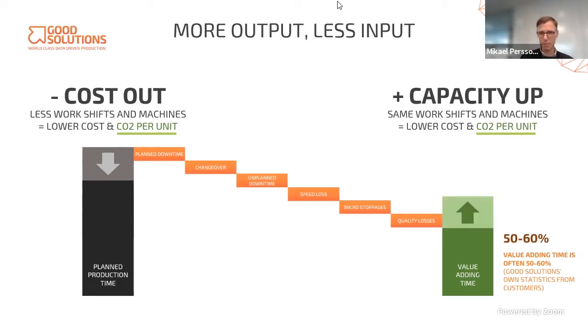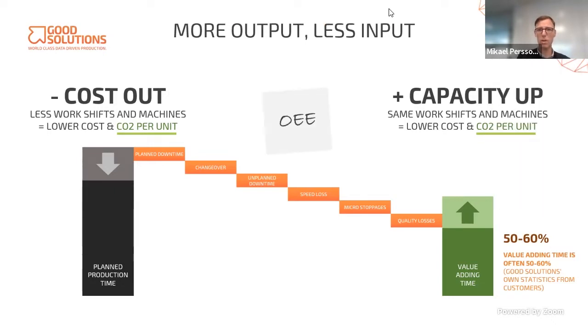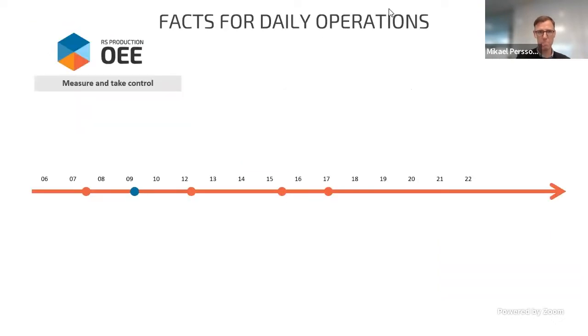And the next type of business case is when you keep the black bar to the left, but increase the green bar, so you can deliver more to a market that has a higher demand, but you do that with the same number of work shifts and the same number of machine hours, and that also leads to a lower cost, economical cost and environmental cost per produced unit. So this is the big business case for why you should care about OEE in your factory.